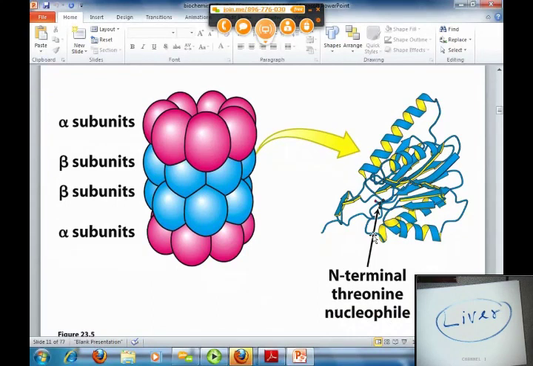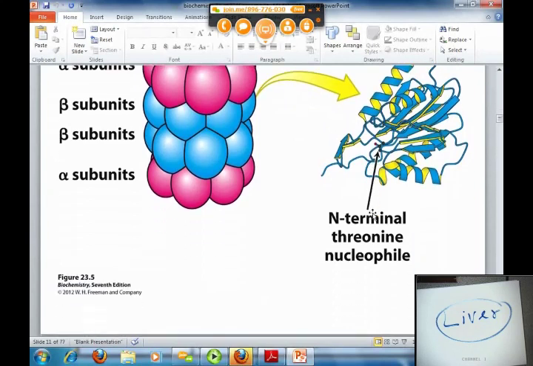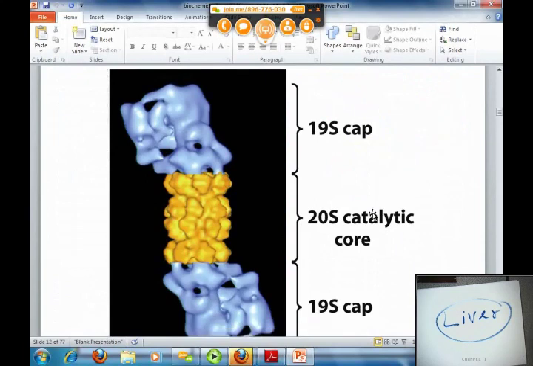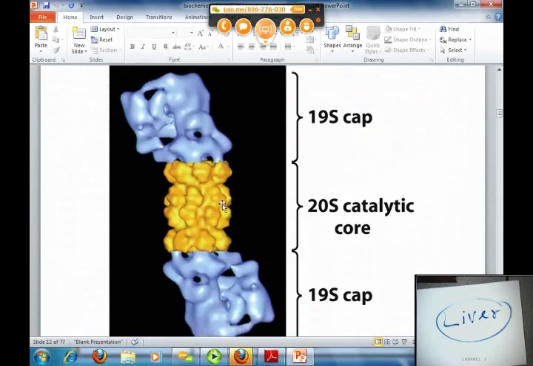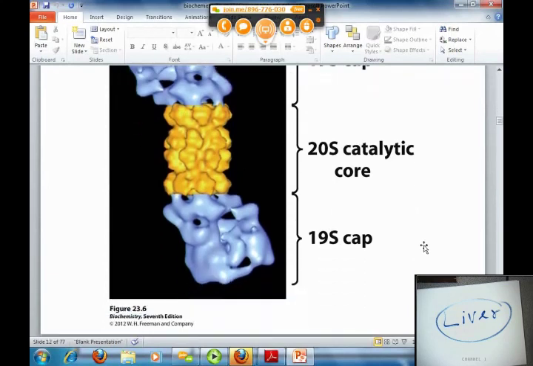This is the N-terminal threonine nucleophile, showing exactly how the amino acid binds to the proteasome enzymes inside. You can see the cap and the catalytic core. So these are the caps, and this is the catalytic core. This yellow area is where the cutting is happening inside the proteasome. This is inside the proteasome again.